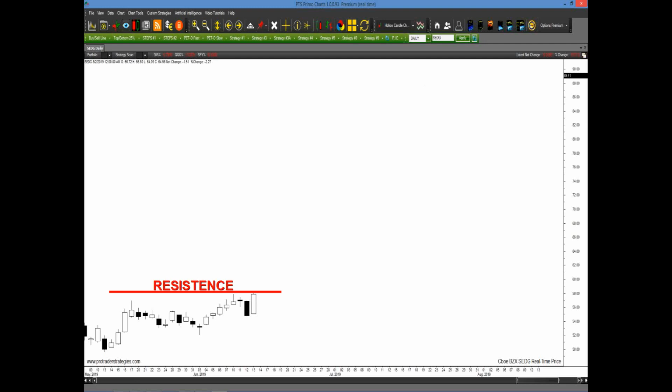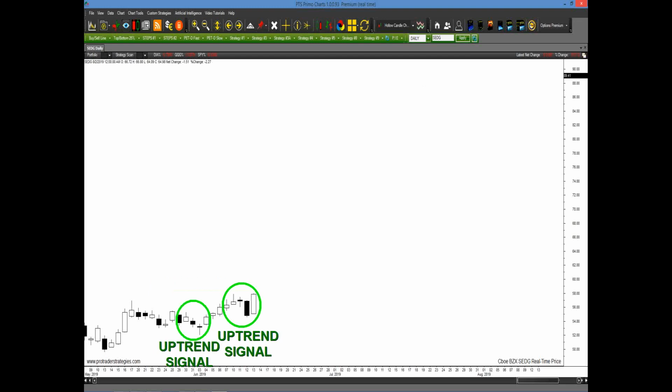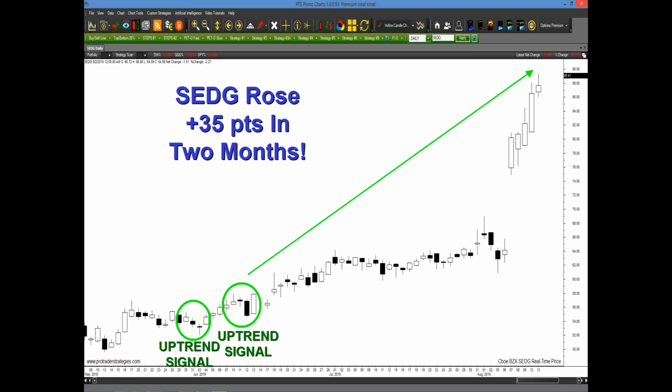In fact, all you have to do is follow the color of a couple of bars and you'll be able to identify that an uptrend signal was actually given right here, and then another one was given right here. So right at these 2 points, you would have known that the market was headed into a strong uptrend. How high, we don't know, but it was about to begin. Forget about resistance, forget about support, forget about convoluted indicators, forget about what economic reports are coming out. Listen to what the market's telling you. It's the simplest thing you can do. Because if you listen to the market, it was translating that it wanted to go up at these 2 points. And then later on, as you see here, SEDG rose 35 points in the next 2 months.